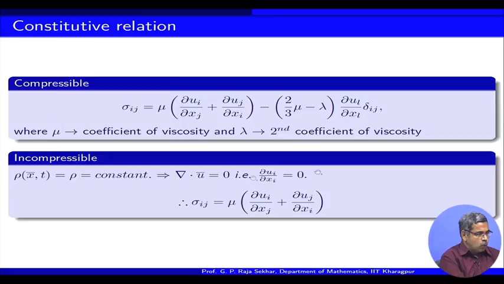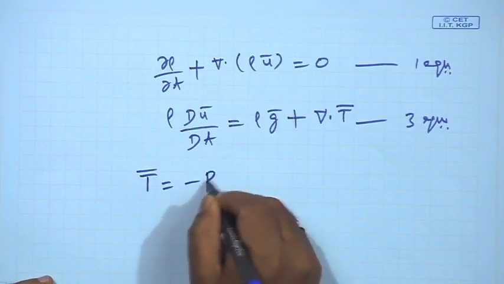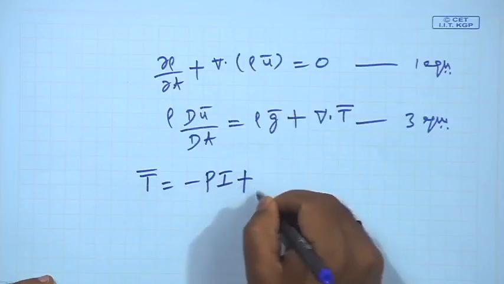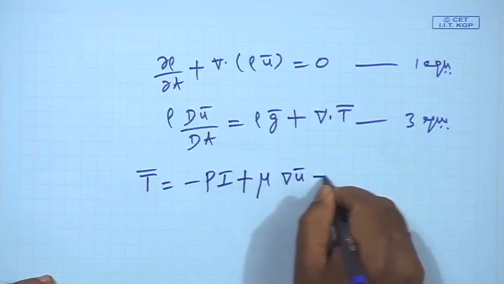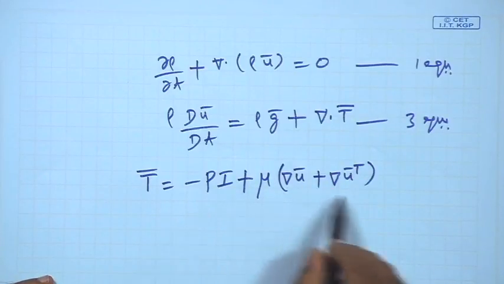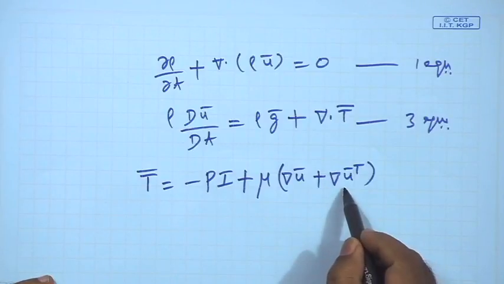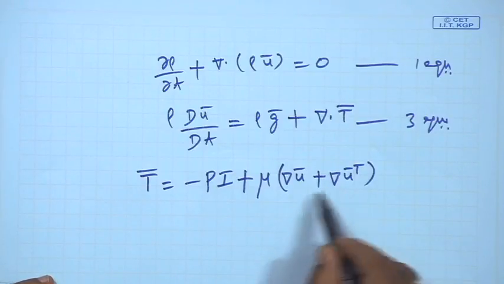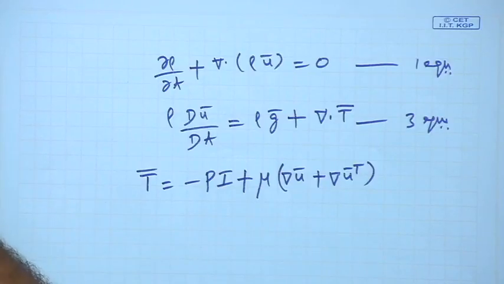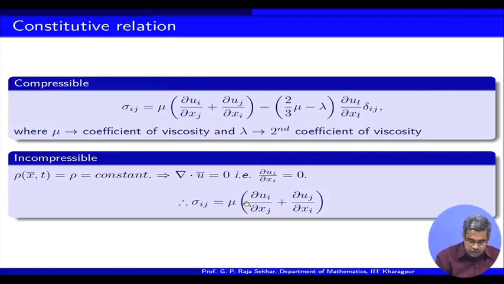Once we have this, what will be the corresponding stress T bar? It is minus P I plus mu. I am just writing some notation which is not there on the slides. This is ∂u_i/∂x_j plus ∂u_j/∂x_i. This is exactly what we get. This is the corresponding strain part, and you have a normal part P. That is what I have written here.